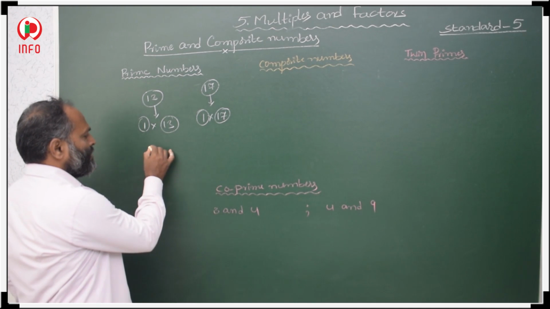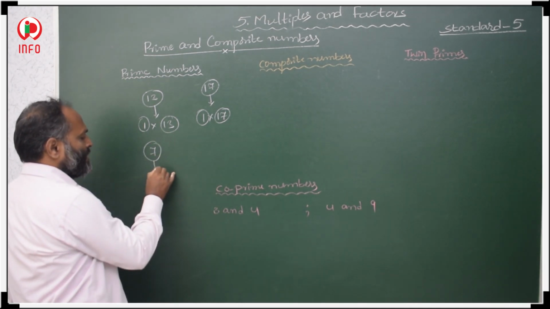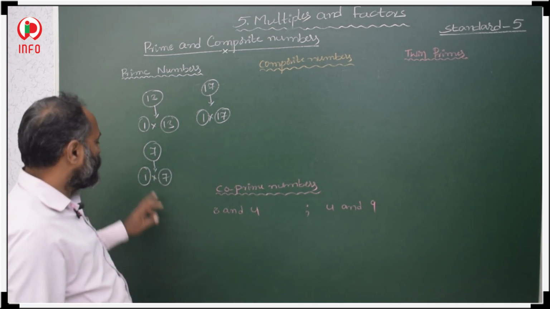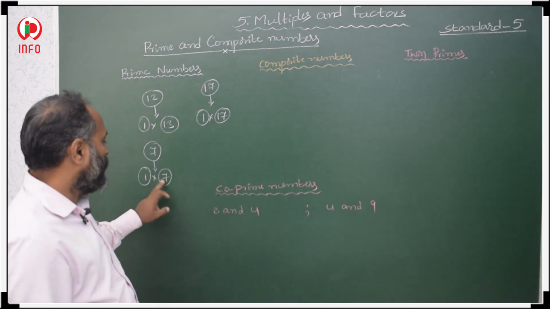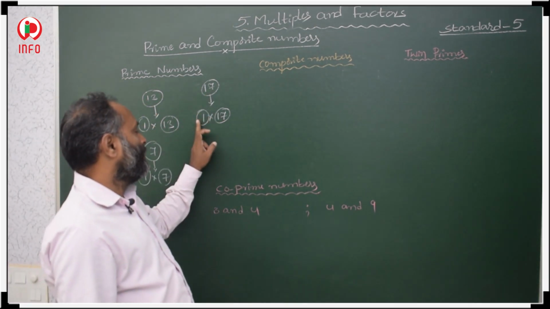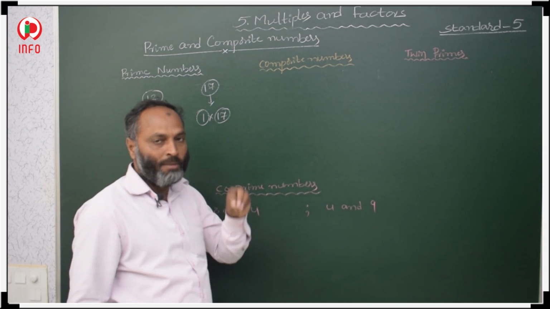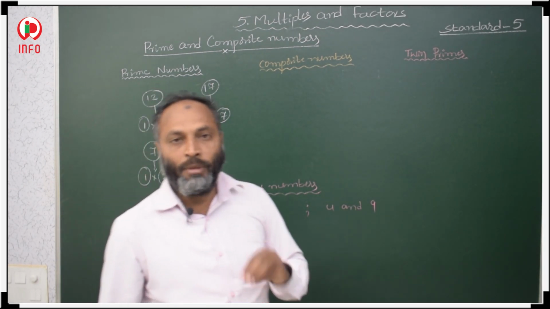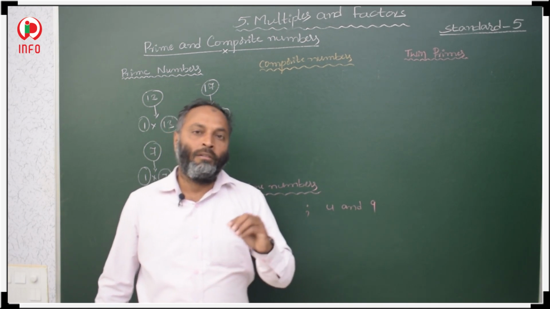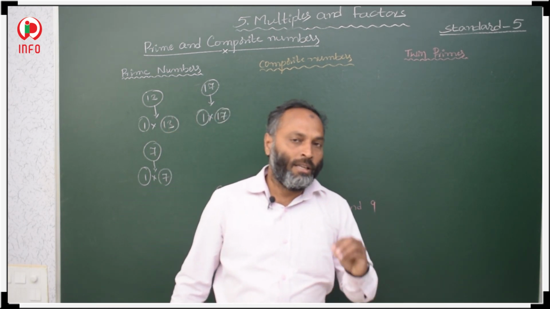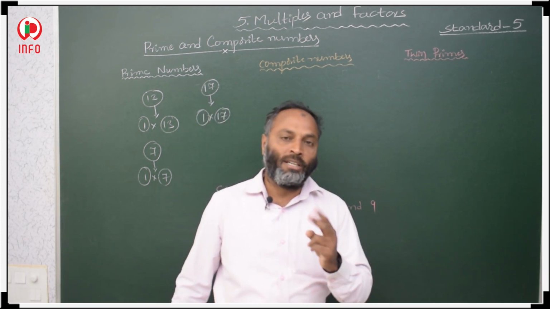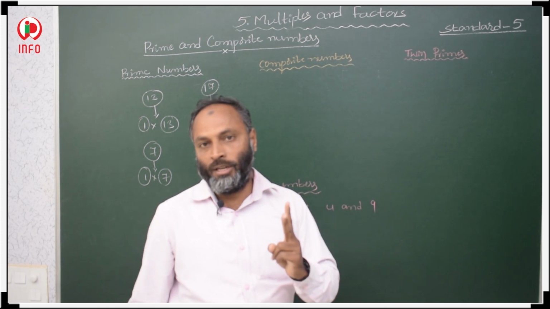Like 7 also. 1 7 is 7. So 7 has 2 factors, 1 and itself. 13 has 2 factors, 1 and itself. 17 has 2 factors, 1 and itself. These types of numbers are called prime numbers. Prime numbers are the numbers which have 1 and itself as factors. Prime numbers have only 2 factors.